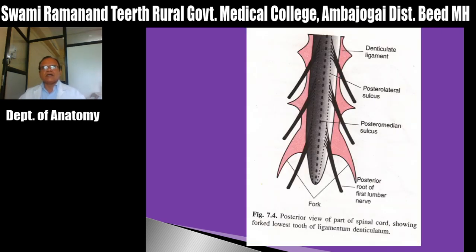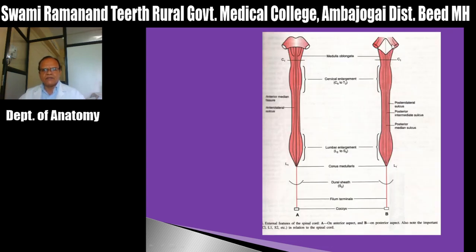Now this is about the various coverings. Then we come to the enlargements of the spinal cord. See the spinal cord carefully. It is not uniform in thickness, isn't it? Here it is enlarged in this particular region. Here also it is enlarged. The first enlargement is in the cervical region. In order to supply the muscles of the upper limb, it is enlarged.